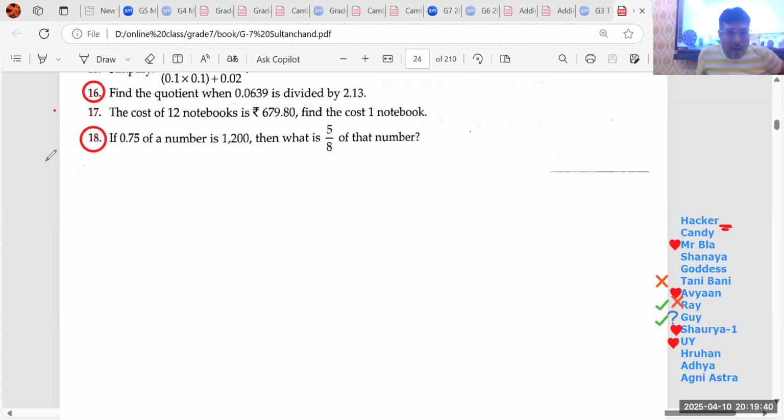So I will give a hint now. My hint is: convert 0.75 into fractions. That will make your life easier. Convert 0.75 into fractions.